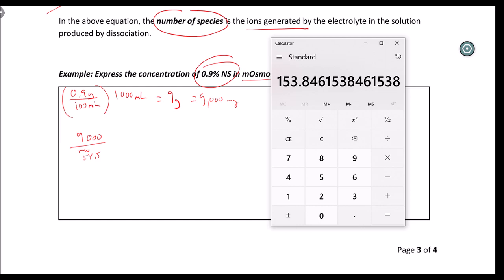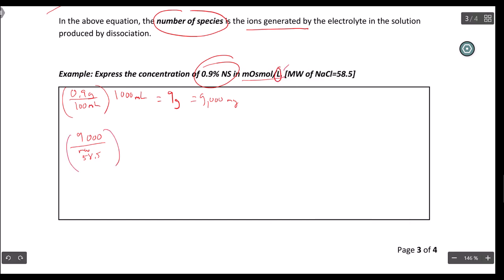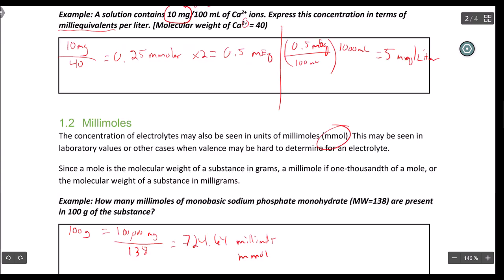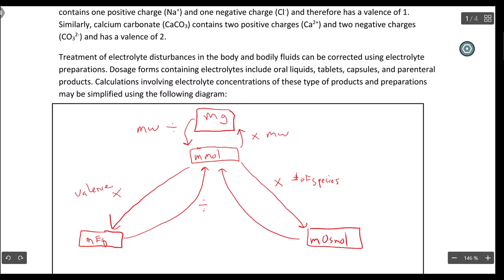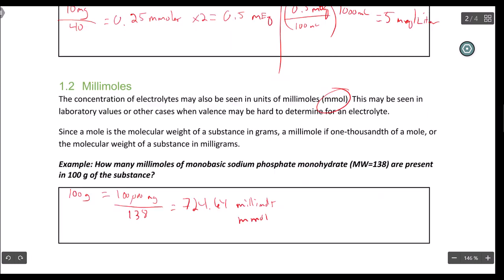It was 153.86. I'm going to keep that on the calculator because what I would ultimately do now is take this number, so I'm going to take milligrams, divide it by molecular weight, and then multiply by the number of species. So this is just step 1. I'm going to multiply this by the number of species in solution.